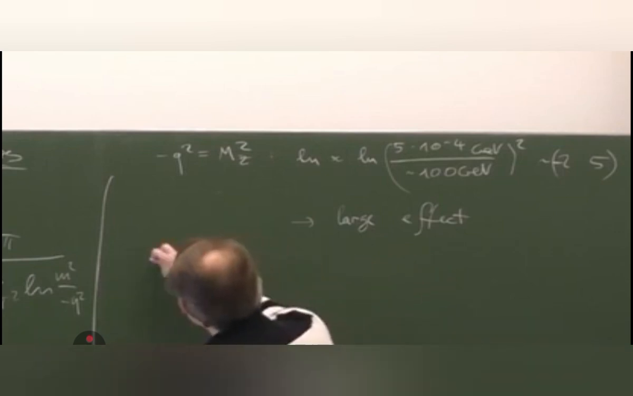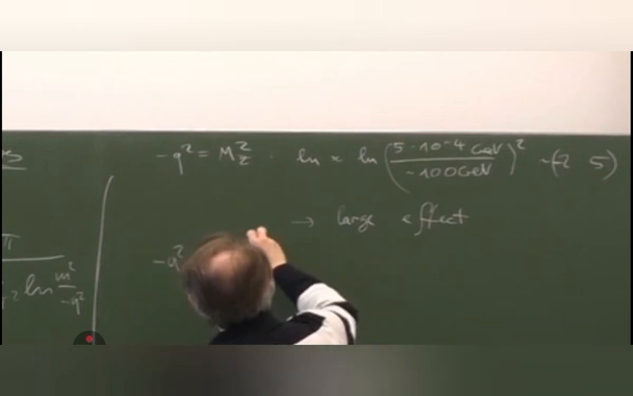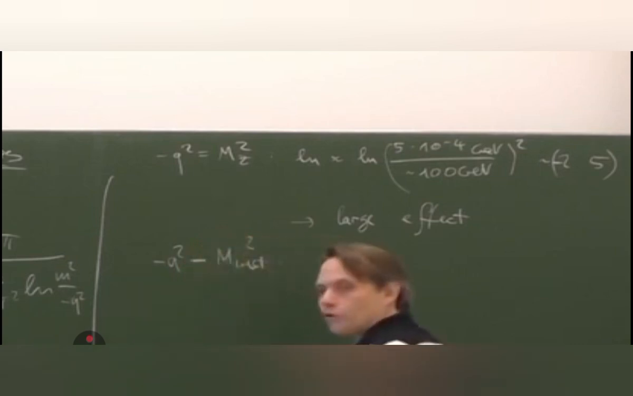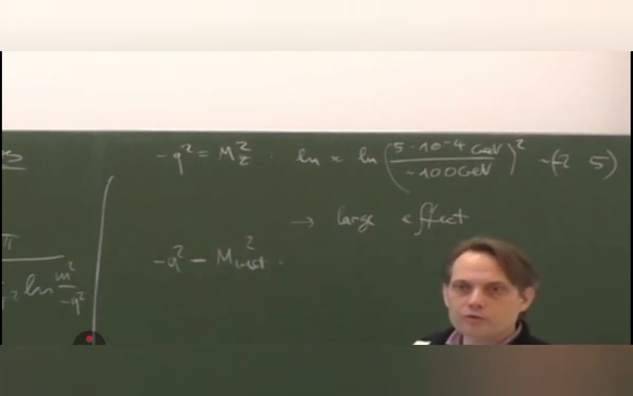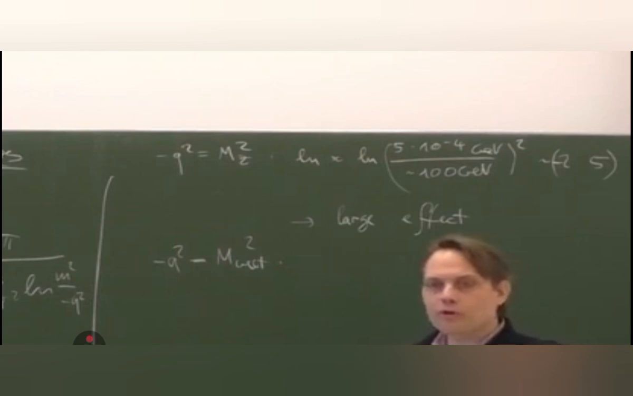What happens if minus q square is equal to the grand unification scale? Do you know what the grand unification scale is of this hypothetical grand unification? Which is of course a theoretical idea where all the forces could become equal.